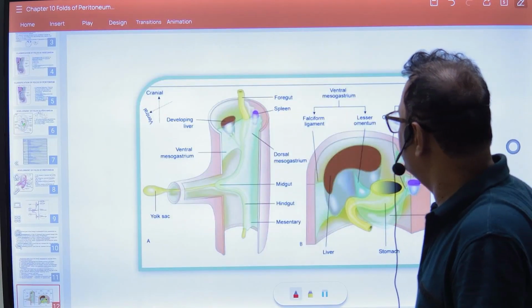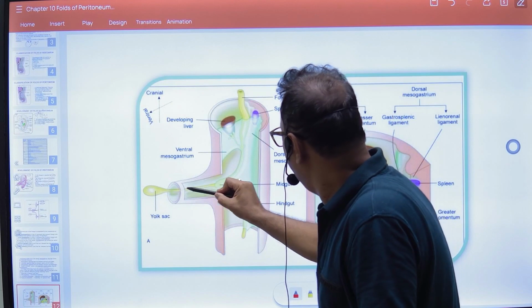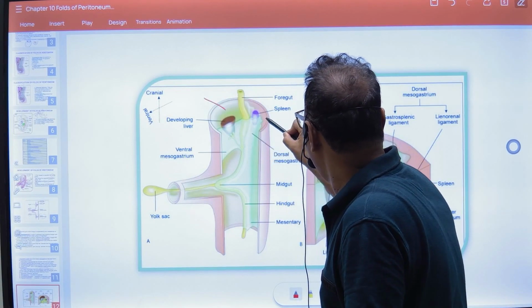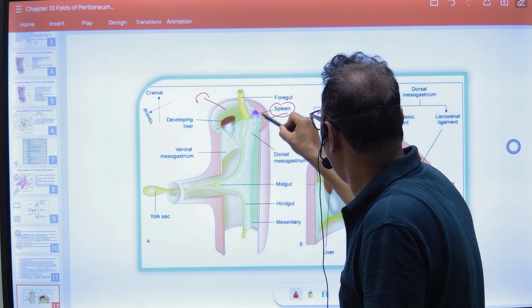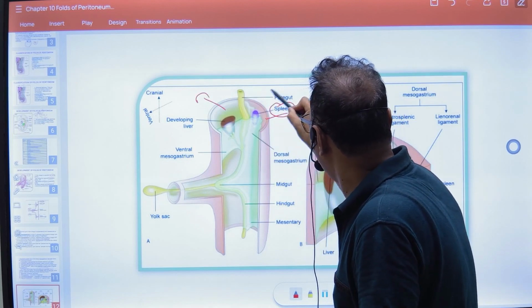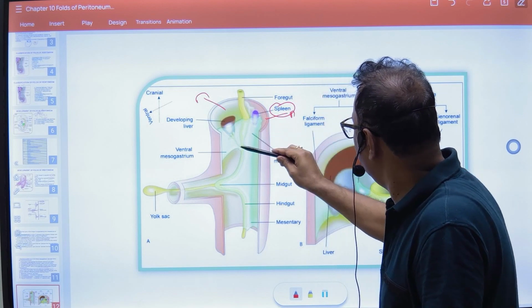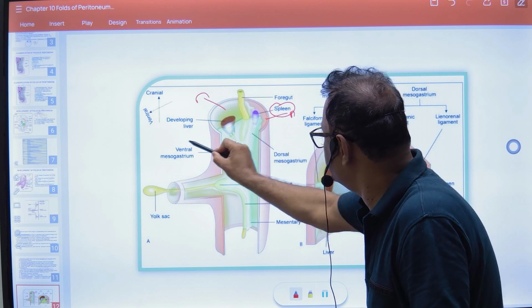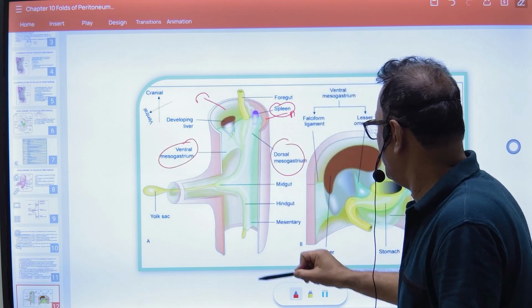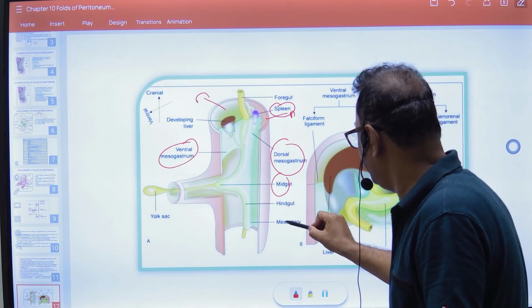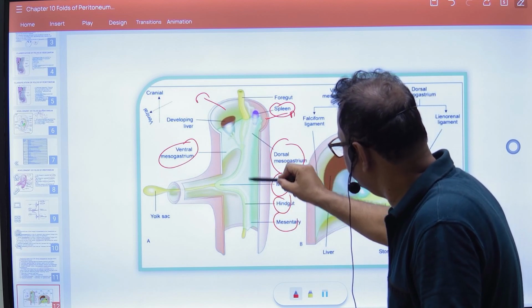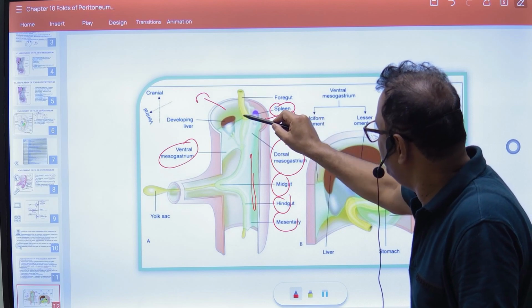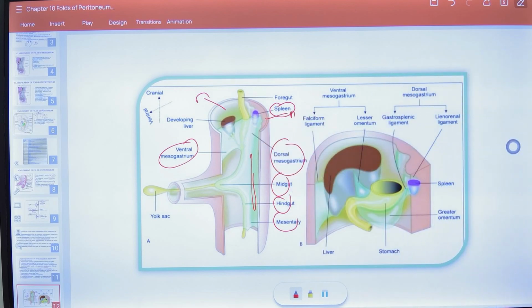This diagram again, you could see that this one is the dorsal mesogastrium. This is the ventral mesogastrium. You could see the development of spleen over there. This is the liver, and this is the stomach. Foregut is the stomach. The liver is being developed over here. This is the ventral mesogastrium. This is the dorsal mesogastrium over there. This is the midgut region, hindgut region, and we have got the mesentery over here. This is all the mesentery. So spleen is developed in the dorsal mesogastrium, and liver in the ventral mesogastrium.